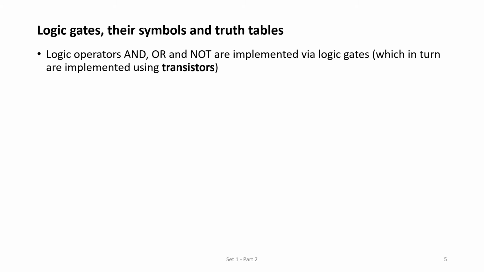Logic gates, their symbols and truth tables. Logic operators and, or, and not are implemented using logic gates, which in turn are implemented using transistors, as we have discussed earlier in our course introduction slides.